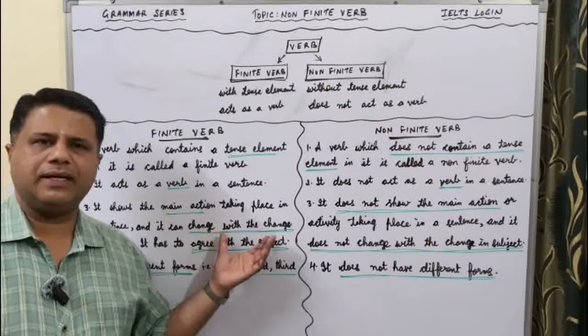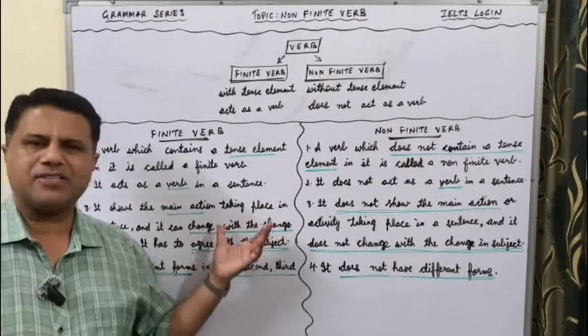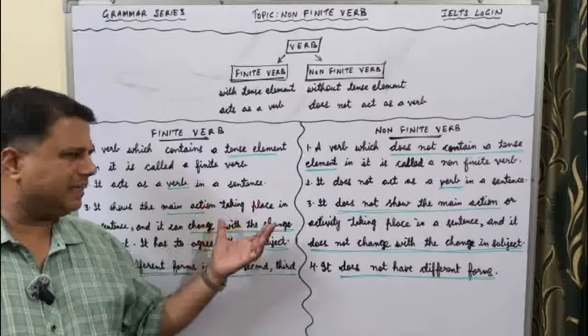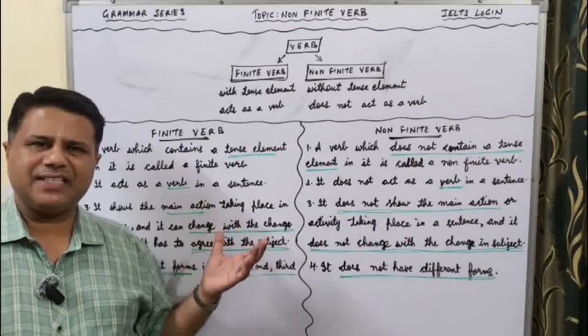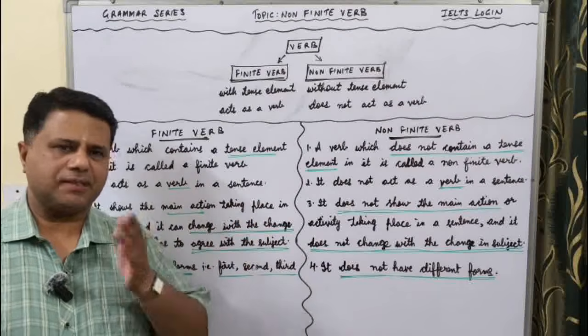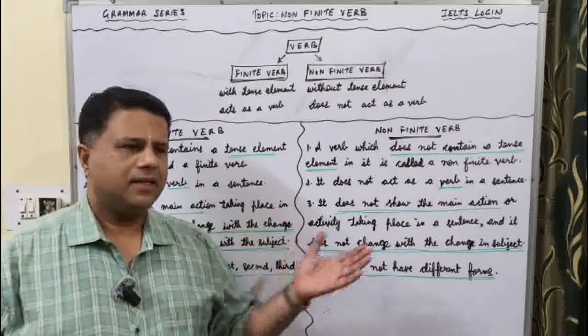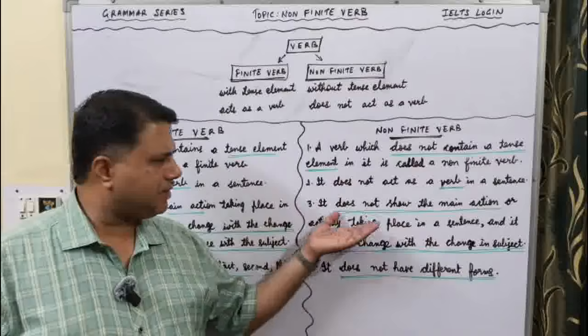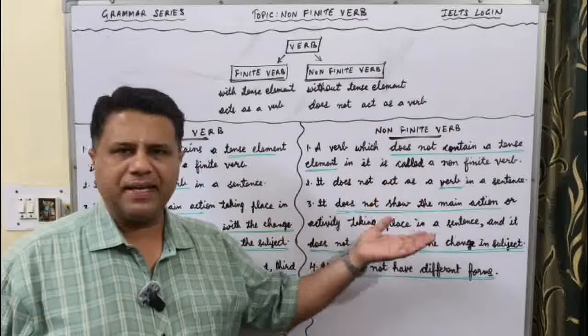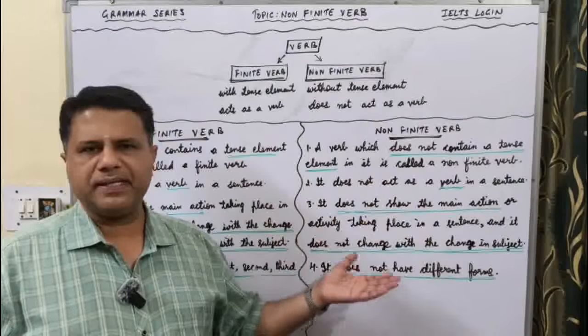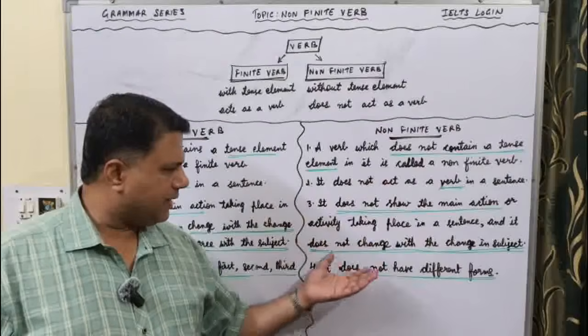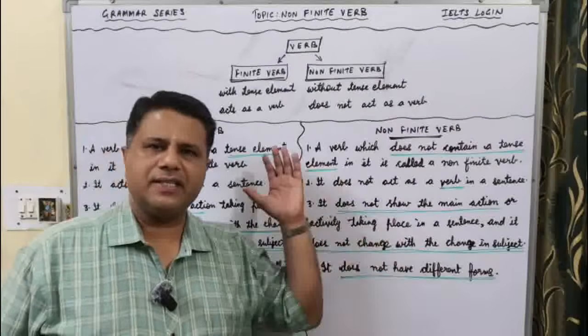So this verb has to agree with the subject, or in other words, this verb changes if we change the subject. On the other side, a non-finite verb does not change. Why does it not change? Because it does not show the main action or activity taking place in a sentence. So that's why it does not change with the change in subject.